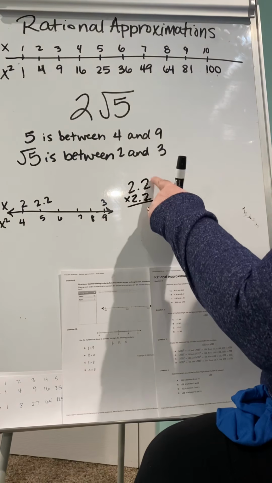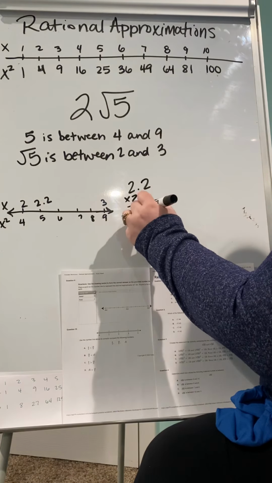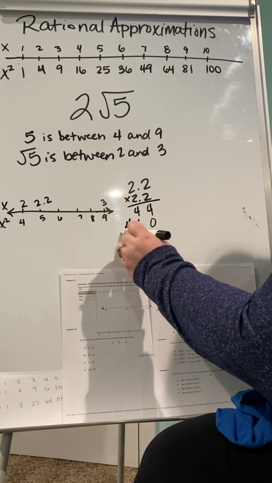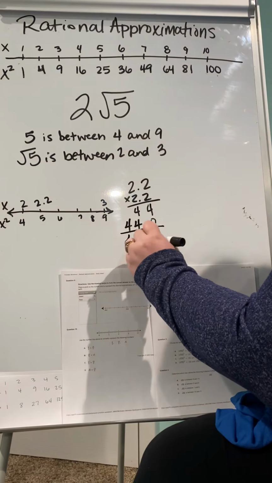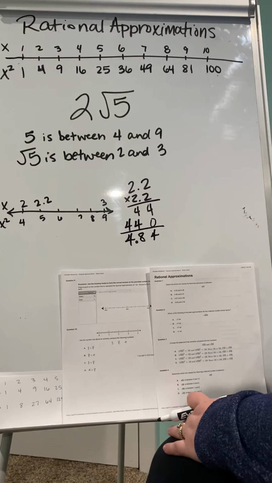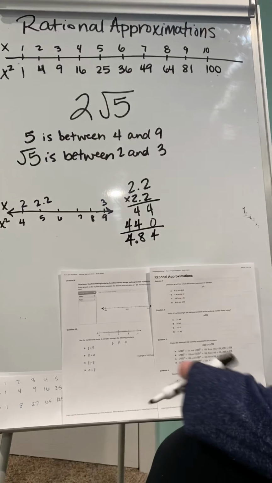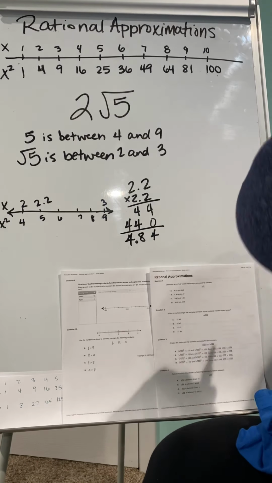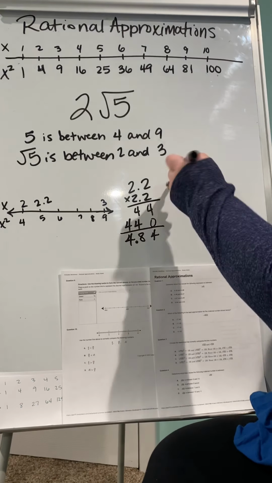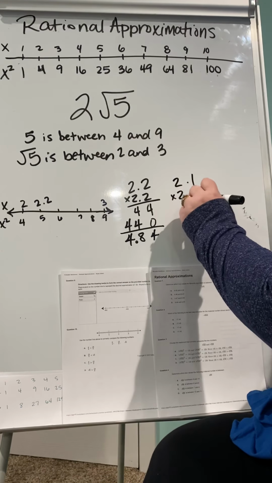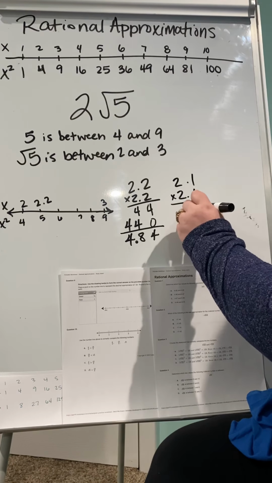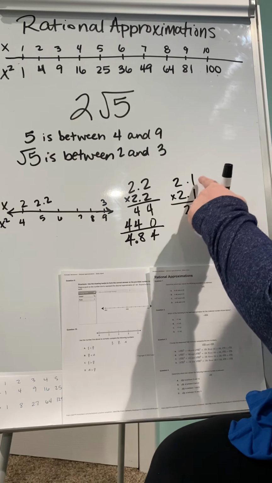2.2 times 2.2. 2 times 2 is 4. That gives us 4.84. It's pretty close to 5, but not quite there. So let's try something a little smaller. Let's try 2.1.